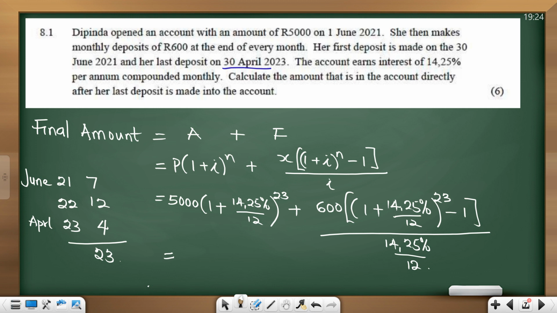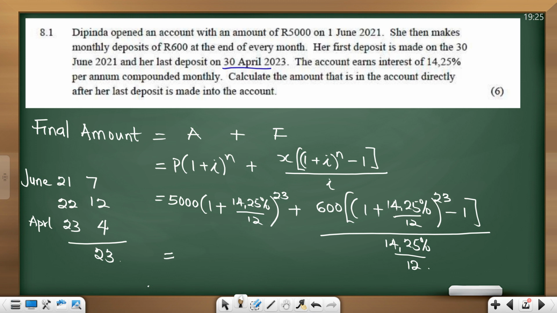Listen to the question. When did Dipinda make a deposit here of 600 at the end of the month? Let's say she made 600 at the beginning of the month. It means in that month, it is 2. See, we are not waiting, we are counting the number of what? I don't know if what I just said made sense. I'll repeat. If Dipinda made 600 on the 1st of June, and then another 600 at the end of June, this number will become 24.